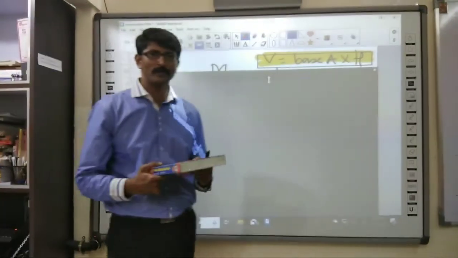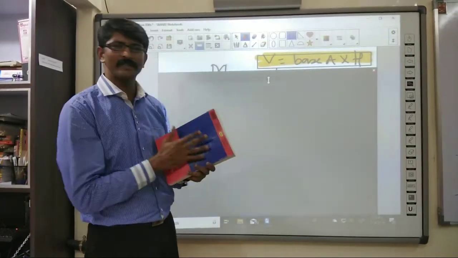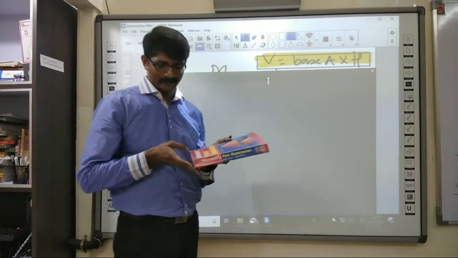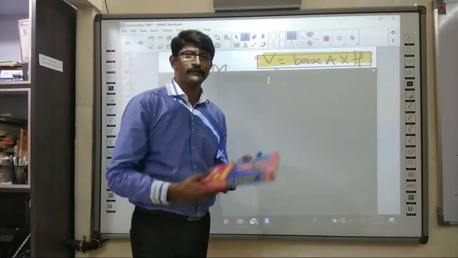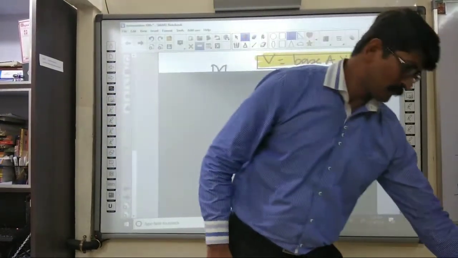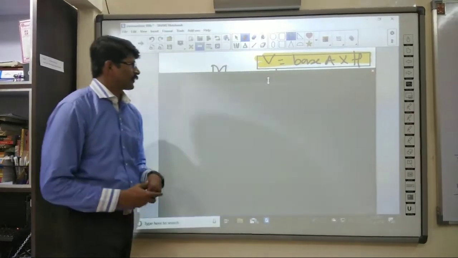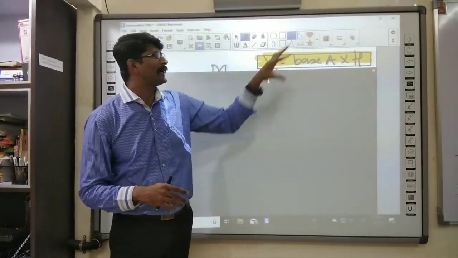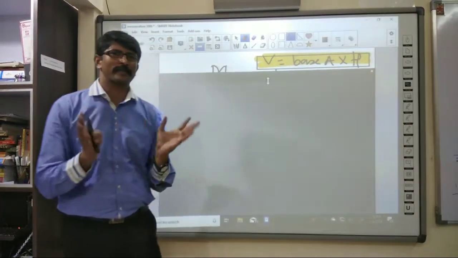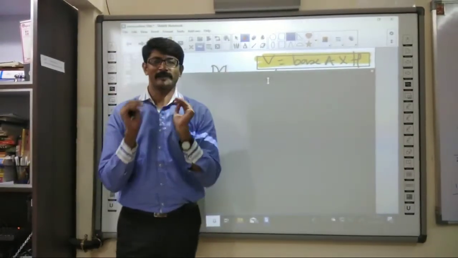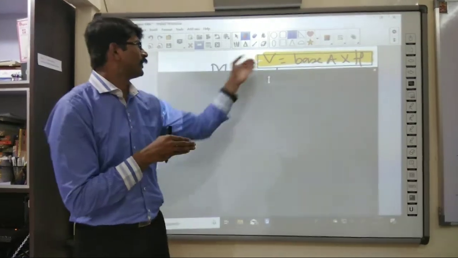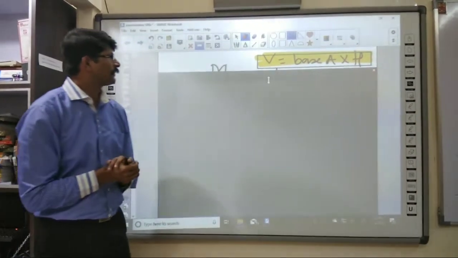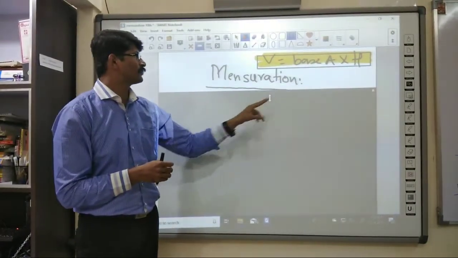How to calculate the volume? Volume is always equal to base area into the height. See, the height is over here, isn't it? Similarly, students, in this chapter there will be many formulas, but this was one of the basic concepts for your standard 10 level. So I just spoke about it, and right now we'll go further with this mensuration topic.